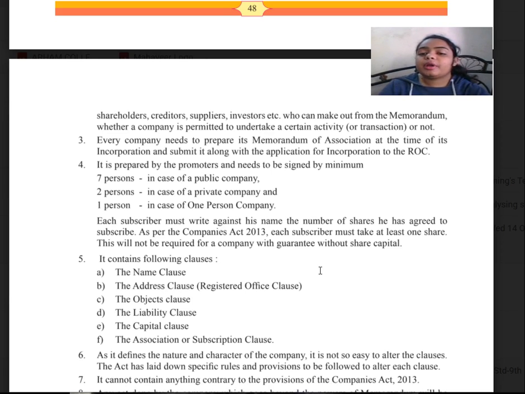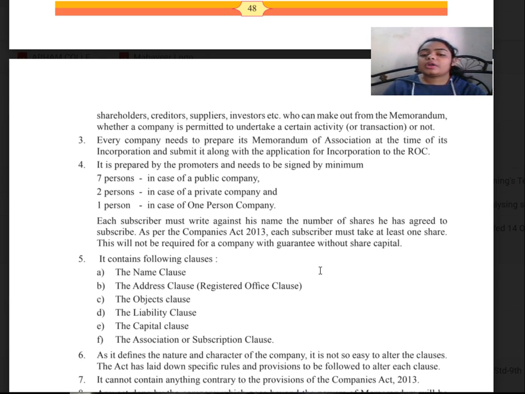So it is needed to be signed by minimum 7 persons in case of a public company, 2 persons in case of a private company, and 1 person in case of OPC. Each subscriber must write against his name the number of shares he has agreed to subscribe. As per the Companies Act 2013, each subscriber must take at least one share. This will not be required for a company with a guarantee without share capital.